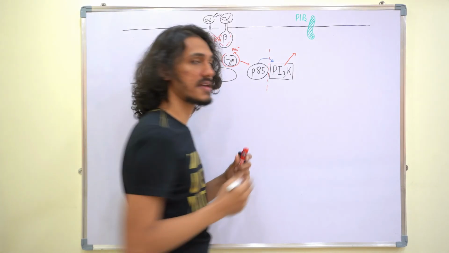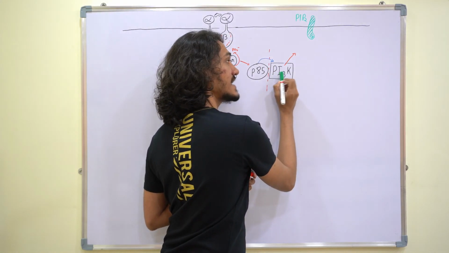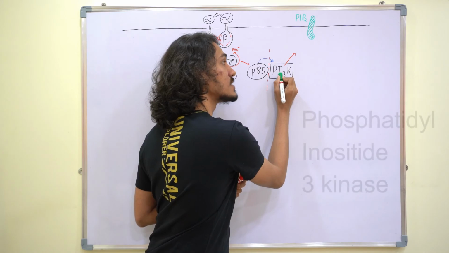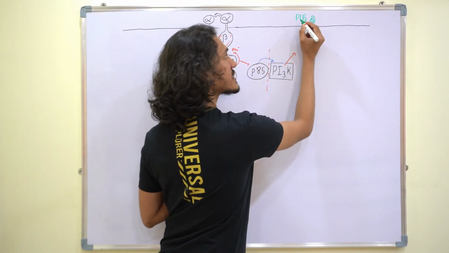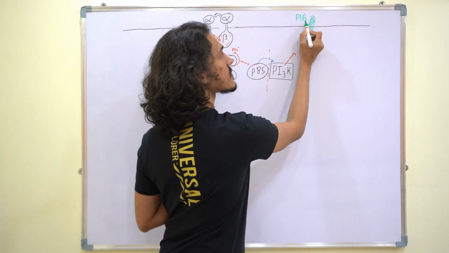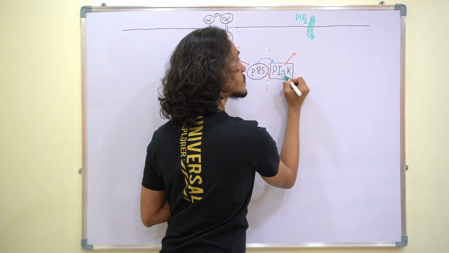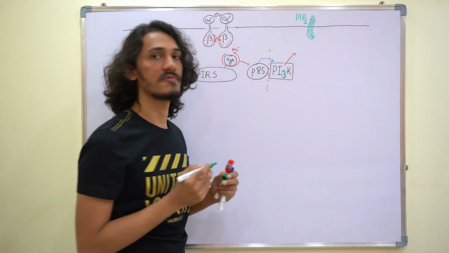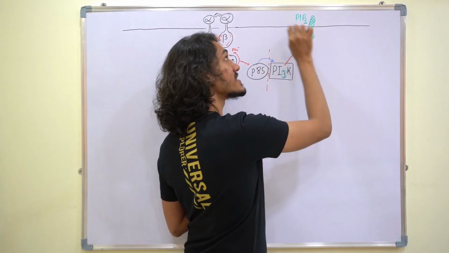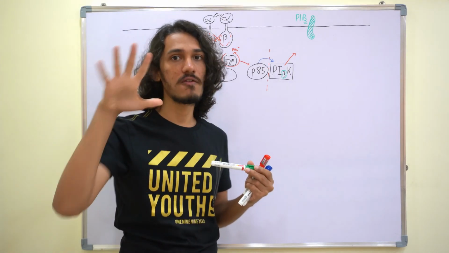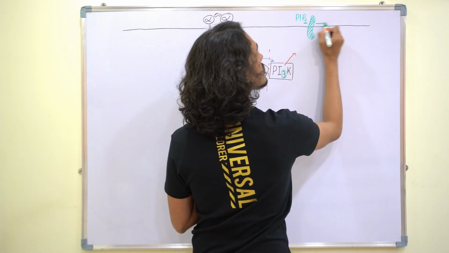What PI3K does, it is phosphatidyl inositide 3 kinase. So we told in the 4th and 5th position there is phosphate, that is biphosphate. Now in the 3rd position, one more phosphate is going to get added. So this results in phosphorylation in the 3rd position. So 3, 4, 5 triphosphate. It is going to become a triphosphate complex.